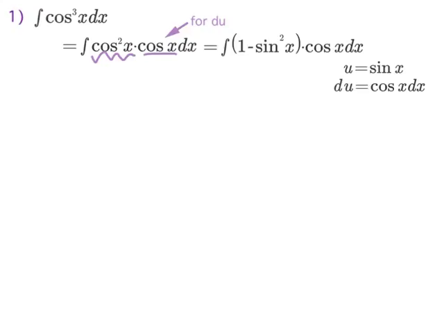So what I'm going to do is rewrite this integral as the integral of, instead of cosine squared, 1 minus sine squared. And that cosine x dx at the end, I'm going to save that for my du. Okay, so we're going to let u equal sine x, and just like we said, the whole point is so that my du has a cosine x in it, so du would be cosine x dx.